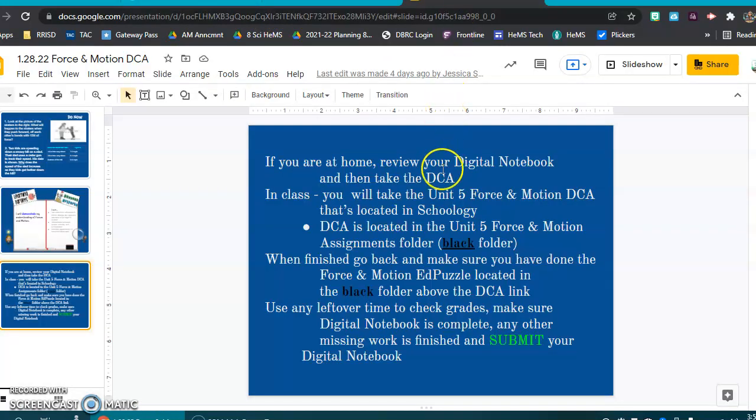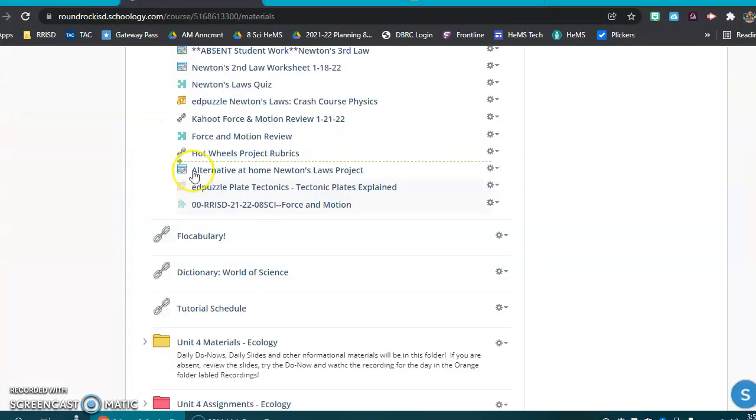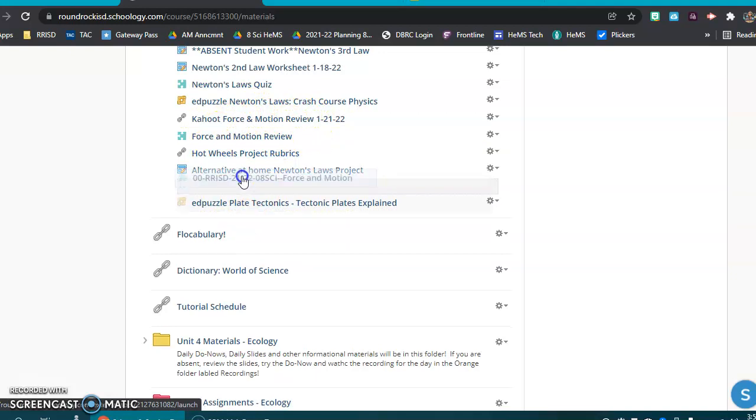And anytime, make sure you check your grades, make sure your digital notebook is complete, that any other missing work you have is finished, and then submit your digital notebook and the other work. So some of the other work you might want to look at is the force and motion review, and then if you're all done with that, I'm going to scoot that up.